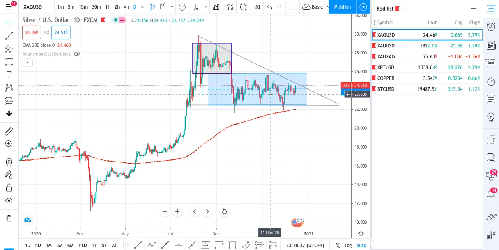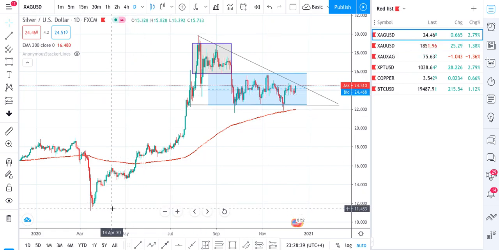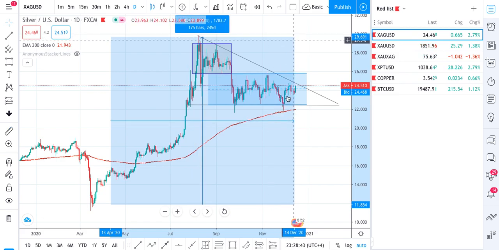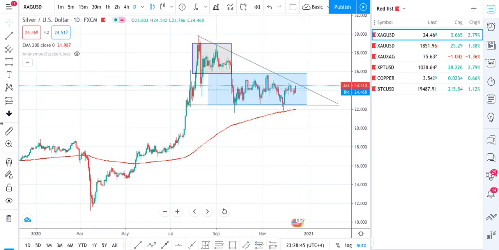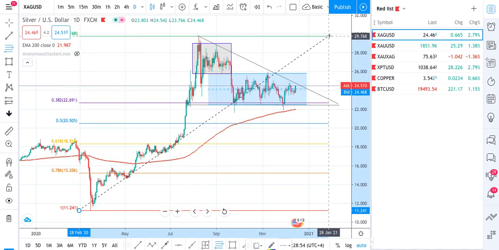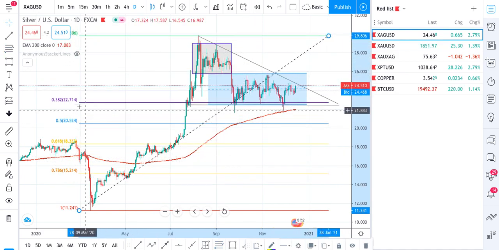If you see how much we have moved since March and April, it was about 150%. So the correction has to be at least 61%. That's where the Fibonacci tool comes in. Let me show you guys this Fibonacci tool. So this is the 100% of the move from March. And right now it only came back to the 38 level.